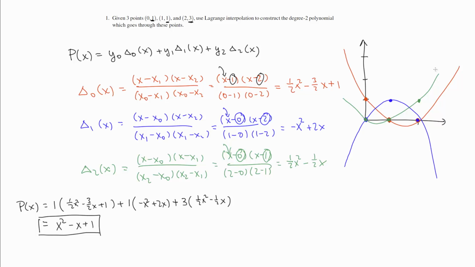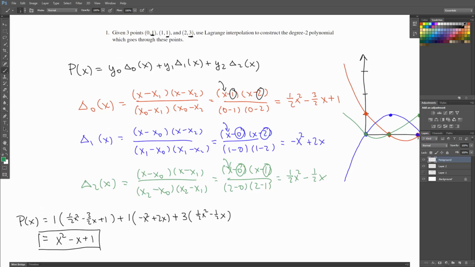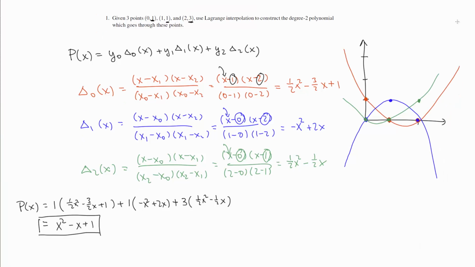So we also scale each of the deltas up by their respective y's. Delta 0 will be scaled up by a y of 1, delta 1 will be scaled up by 1, and delta 2 will be scaled up by 3. So the only real work that we have to do now is scaling up delta 2, because all the other ones are scaled up by 1. Scaling up delta 2 will still give us roots at 0 and 1, but then delta 2 at x equals 2 will give us 3. So this point here goes up here.